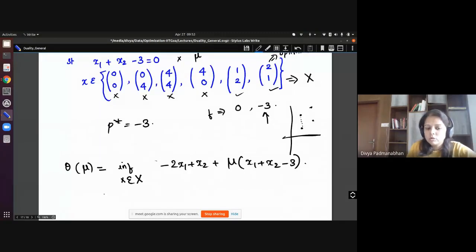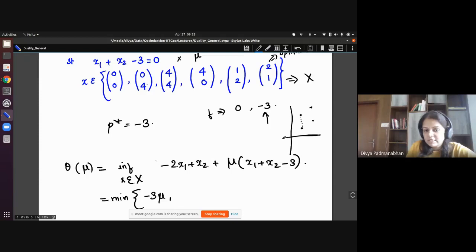Okay, so you have these points. You can explicitly enumerate this. So what you're going to get is, this theta of mu is the min of the following, which is of course a function of mu. If you substitute x as 0, 0, you have to take all these points. You cannot ignore any of these because you have to consider all the points in x. So minus 2 times 0 gives you 0, and what you're left with is minus 3 mu.